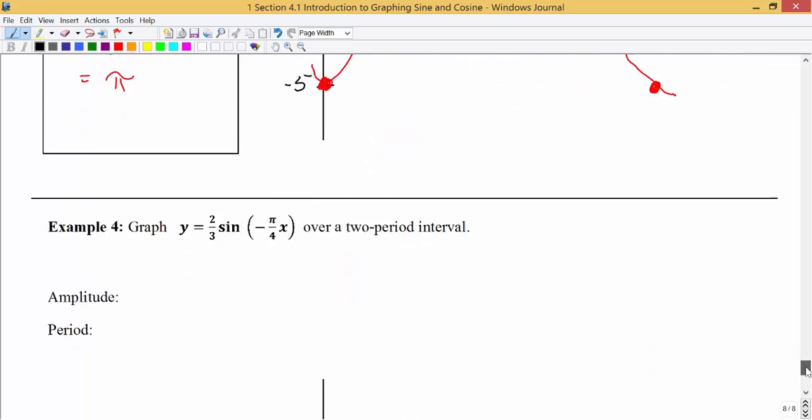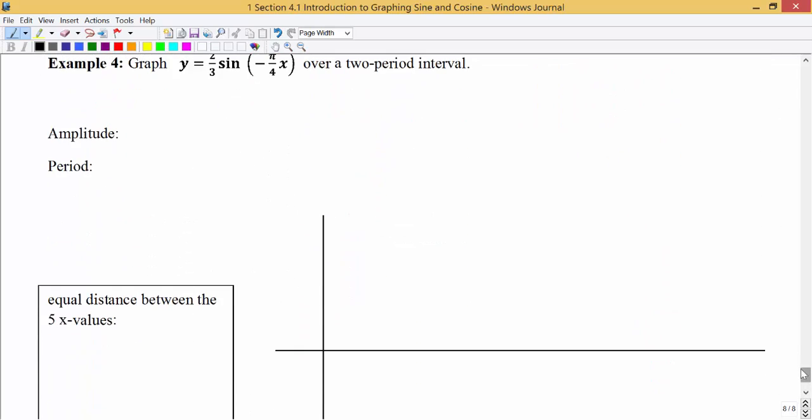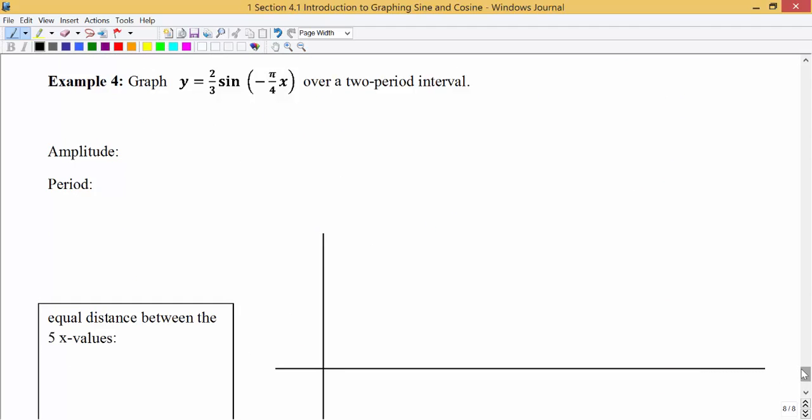Alright, our last example here. We're graphing y equals 2/3 times sine, and we have a negative on the inside of our angle, so we have negative pi over 4 times x. And because sine is an odd function, that tells us that a negative on the inside is the same as just bringing that negative to the outside in the front of our function.